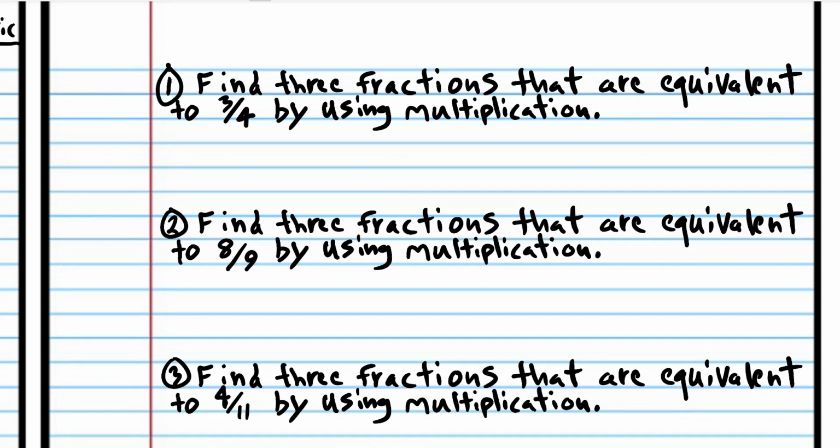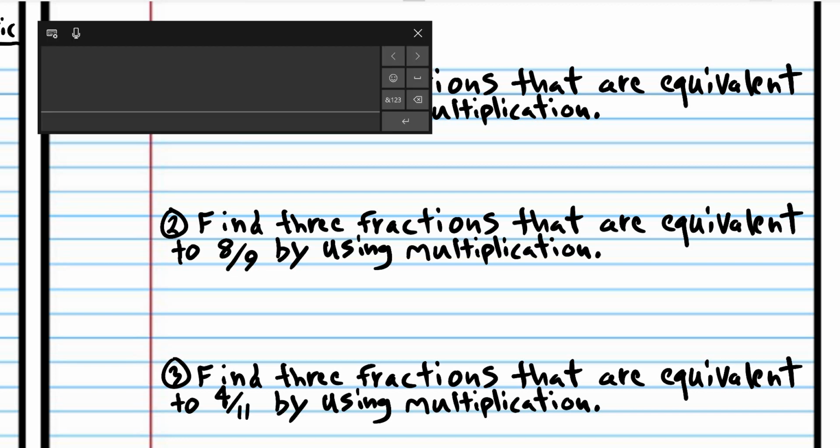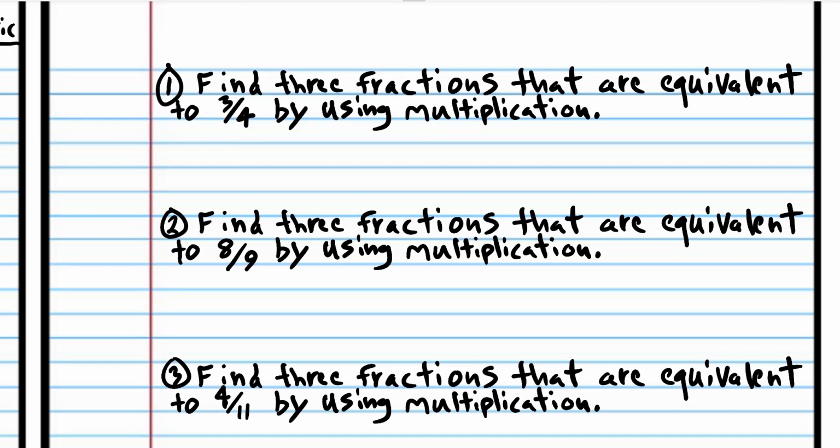So let's multiply 3 and 4 by 2. 3 times 2 is 6. 4 times 2 is 8. 8/6 is the same thing as 3/4 if you carve out the candy bar. All right, now let's put a comma there.